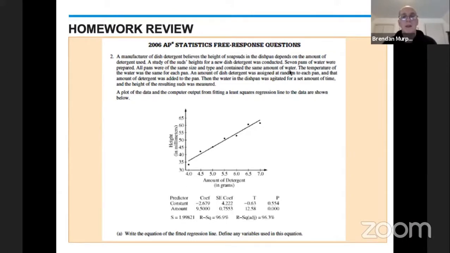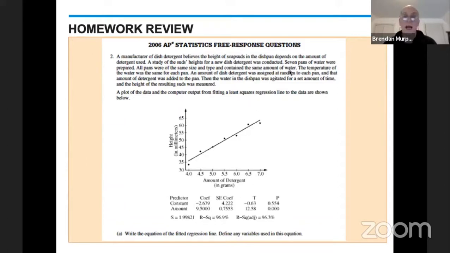An amount of dish detergent was assigned at random to each pan, and that amount of detergent was added to the pan. So there's my randomness. I want to look for that in almost every problem. That's sort of a good thing. And it feels like perhaps we put different amounts of detergent in the pan. Then the water in the dish pan was agitated for a set amount of time, and the height of the resulting suds was measured. So that's a lot. You may have to go back and read that a couple, 2 or 3 times.